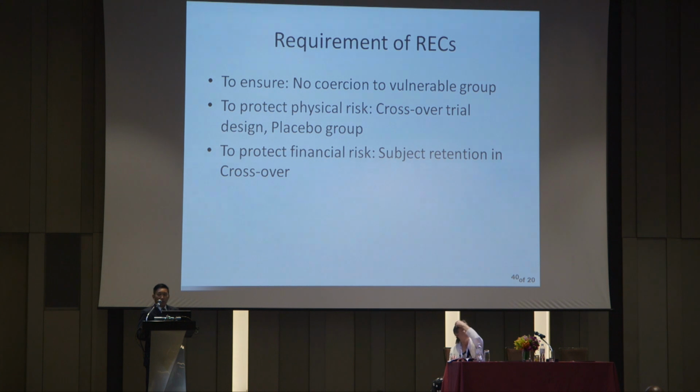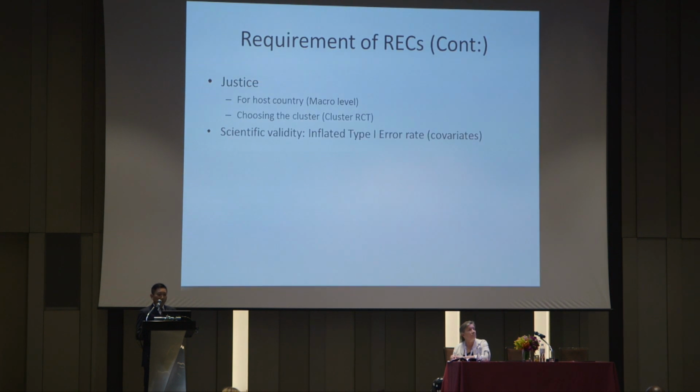The requirements of our research ethics committees are to ensure there is no coercion of vulnerable groups like children and psychiatric patients, and to protect against physical risks, as in a crossover trial design, because 2 drugs are given alternately, and in a placebo group. Another requirement is justice for the host country, like ours: at a macro level, is it fair to do that research in our country?